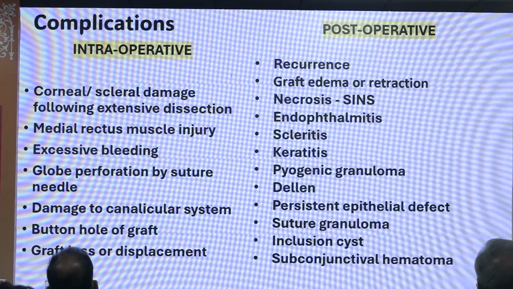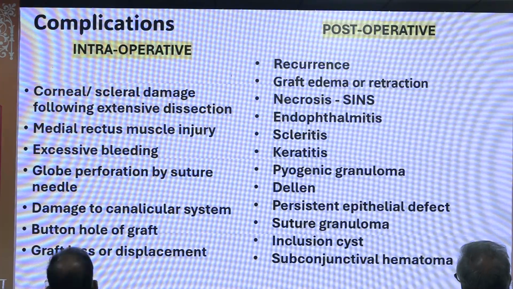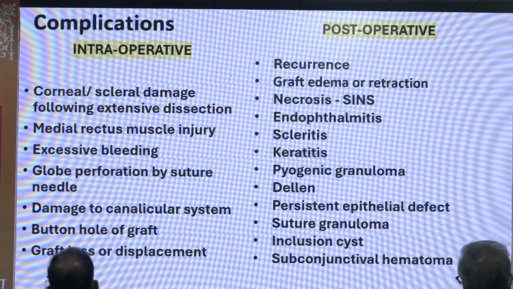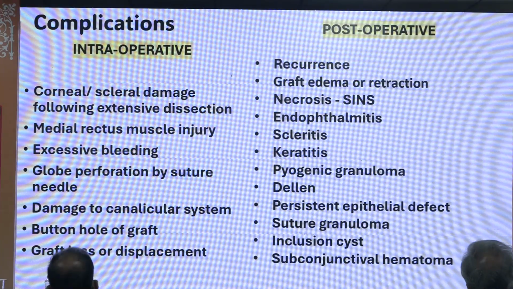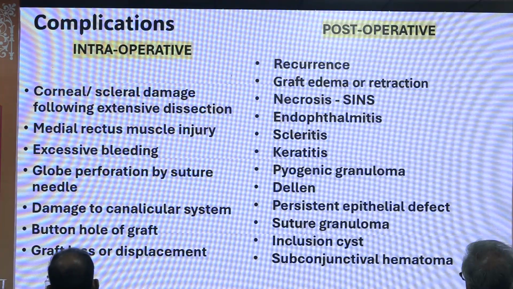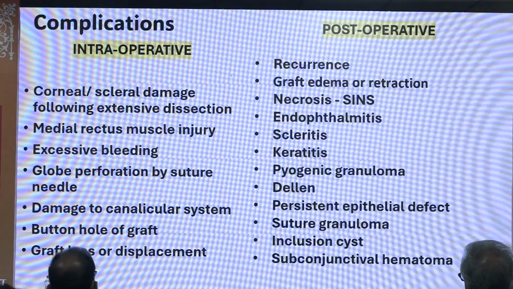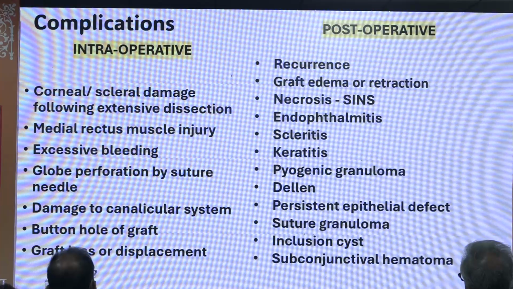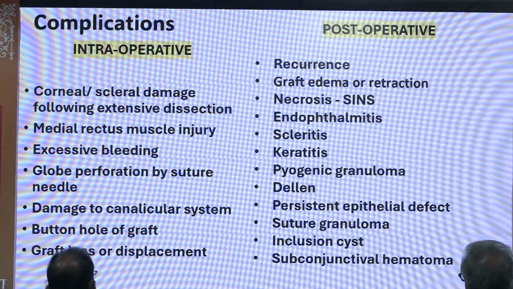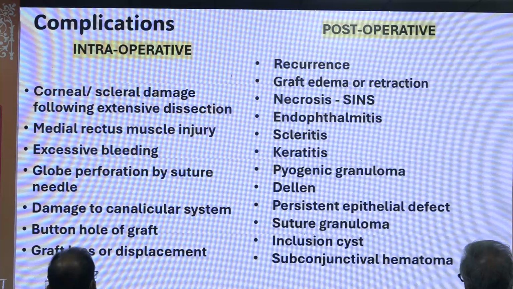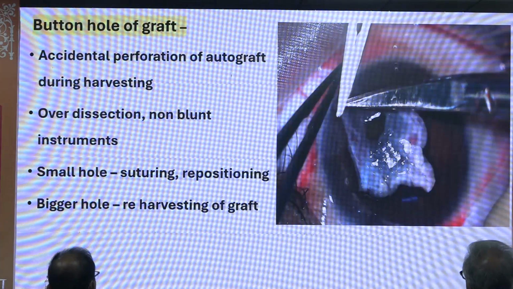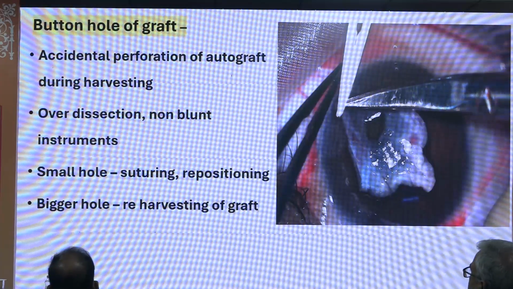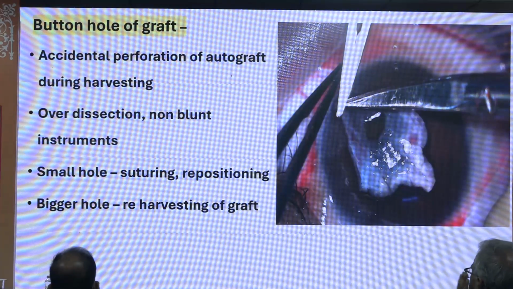The following are the intraoperative and postoperative complications which are encountered. Namely, due to extensive damage, there can be some scleral and corneal damage, medial rectus injury, excessive bleeding, some globe rupture, and canalicular damage. Buttonhole is very common. Graft loss or displacement is also there. In the postoperative period, recurrence is the commonest. There is graft edema, retraction, Tenon's necrosis, pyogenic granuloma formation, Dellen, suture granuloma, and subconjunctival hemorrhage, which are commonly encountered. Though being one of the safest, these are much less with CAG than with the others.